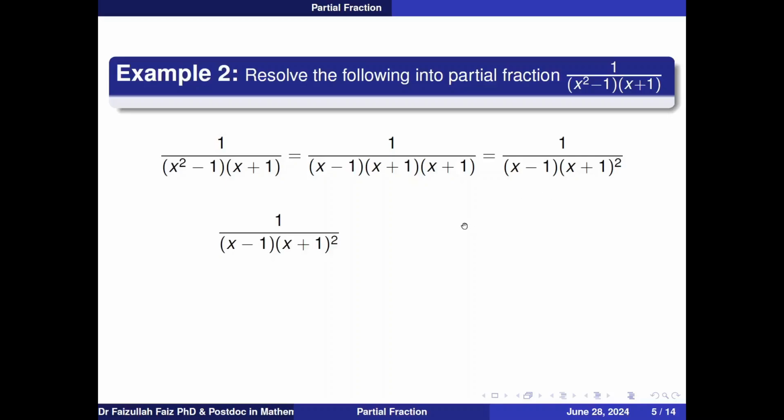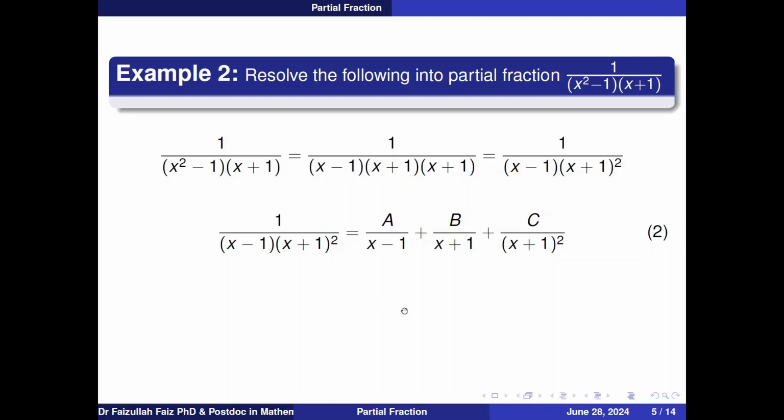To factorize this, the first term is linear and it is different from the other one. So we use case number 1 on the first factor, and we write a over x minus 1. The second term is linear, but it is repeating 2 times. So we use case number 2 for the second factor, and we write b over x plus 1 plus c over x plus 1 whole square. The next task is to find the values of these constants a, b, and c.